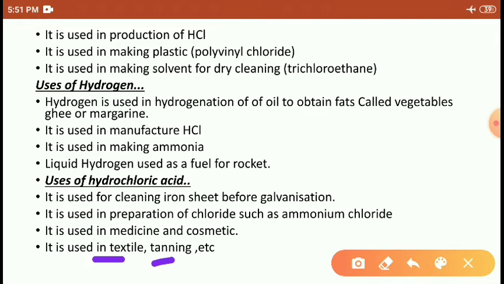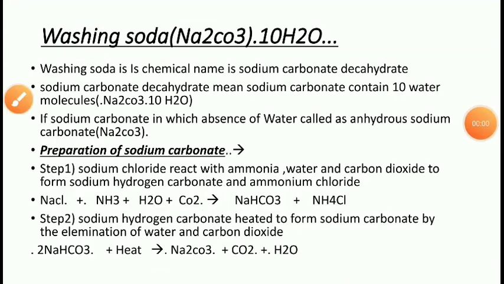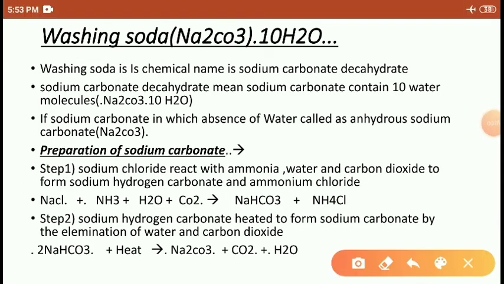Tanning means, friends, the skin, whatever animal skins there are, animal skins are used to make belt, purse, wallet, etc. So that process we call tanning, right? And okay, students, next is the washing soda, Na2CO3 dot 10H2O.